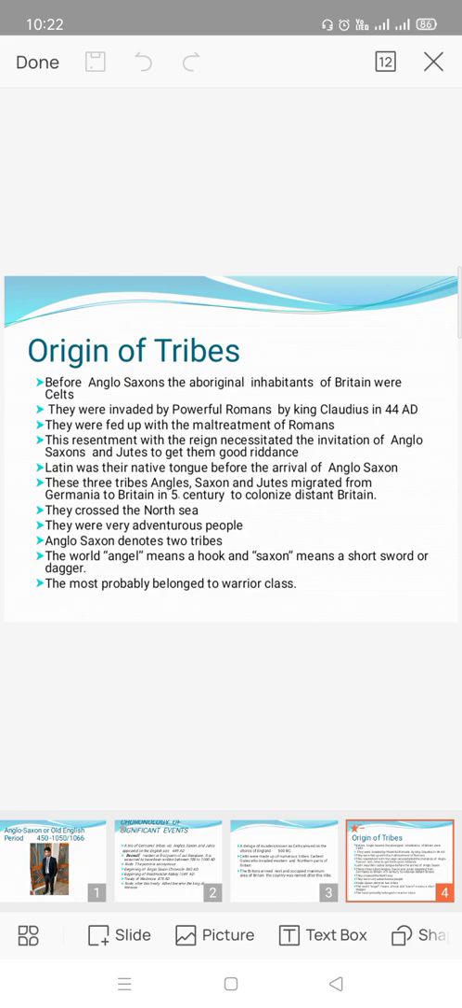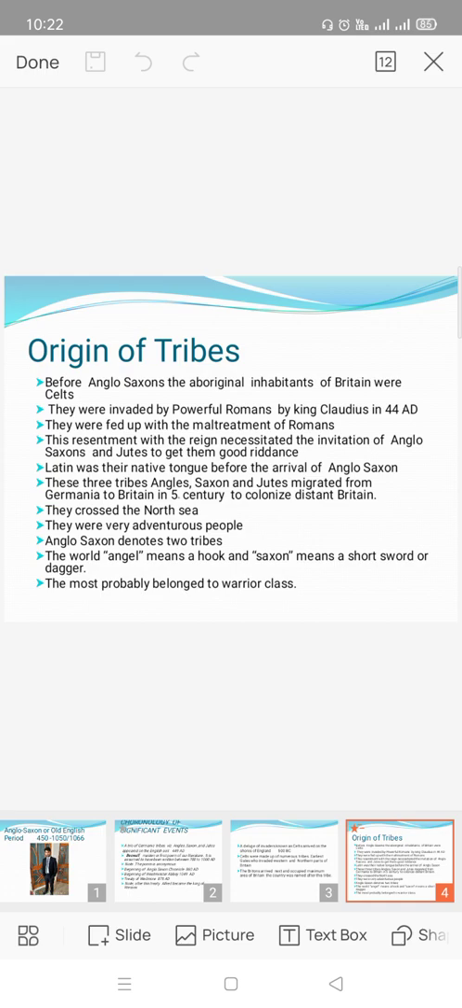Latin, as I told you, the culture and the language of the dominant Romans was always there. Latin was their native tongue before the arrival of the Anglo-Saxons, because Latin came to the British Isles with the arrival of Romans, and these three tribes, Angles, Saxons, and Jutes, migrated from Germania to Britain in the 5th century to colonize distant Britain. These three were Germanic tribes.